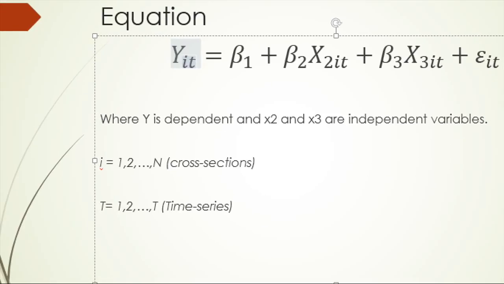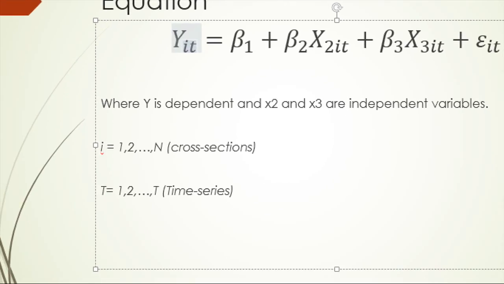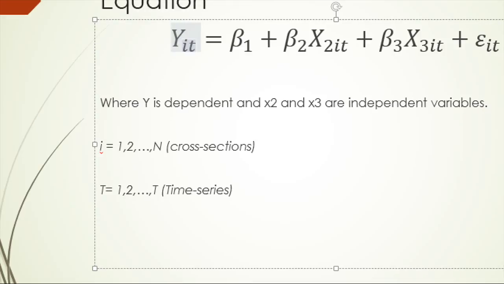Here I have mentioned that i is 1 to n. This is for the cross section. Suppose we have data for 6 countries. These 6 countries, firms, states or individuals are our cross sections, numbered 1, 2, 3, 4, 5, 6. In a similar way, the other index is t, which is time. Time is from 1 to T.